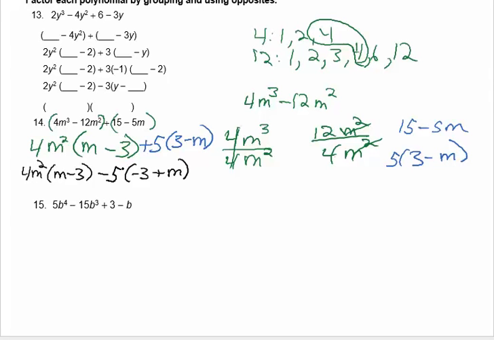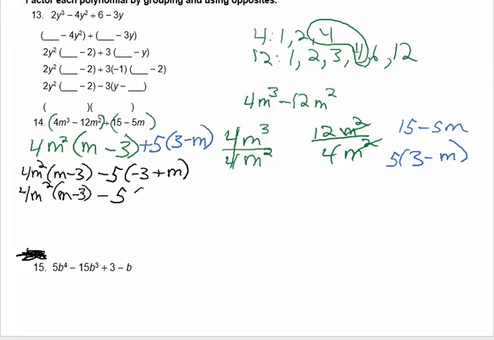Now, is negative 3 plus m the same as m minus 3? Let's rewrite it. Let me give myself a little more room here. I'll just rewrite it. So that's 4m squared times m minus 3. I wasn't going to do anything to that one.